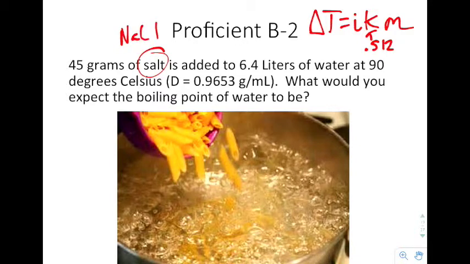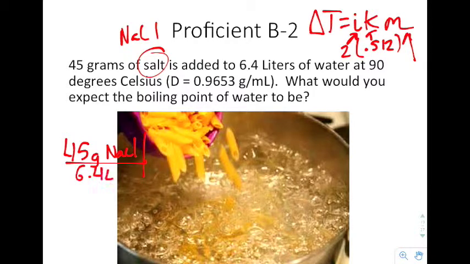So because of that, we know that this i term is 2. So now the rest of this question is in determining the molality of this particular solution. If we can figure out the molality, we'll be able to figure out the change in temperature. So now this says 45 grams of salt. So you have 45 grams of salt, and that's per 6.4 liters of solution.